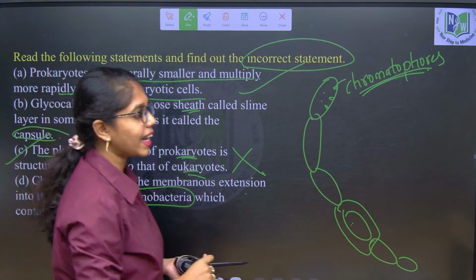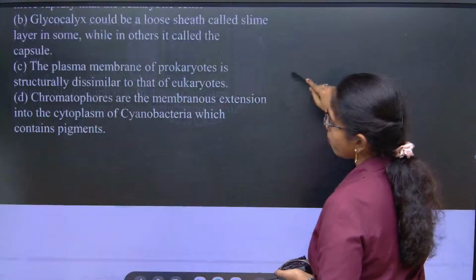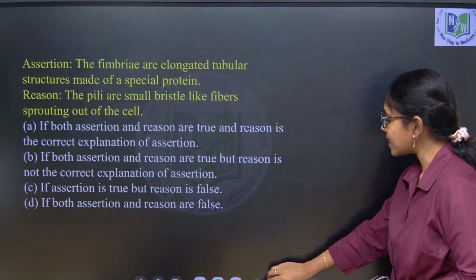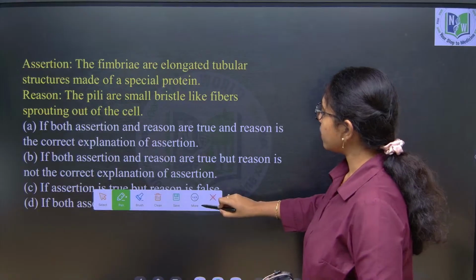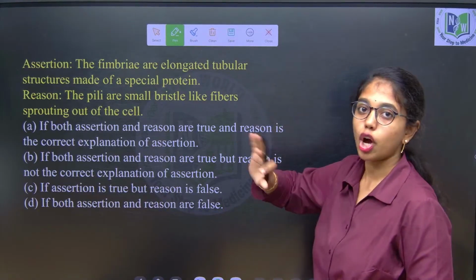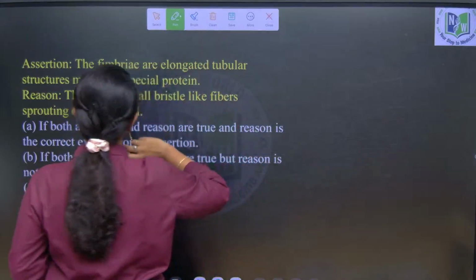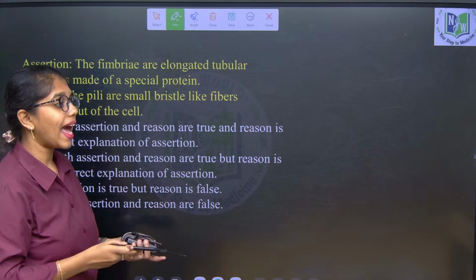Fine. And next, if you have to see, yes, here this question is about fimbriae and pili. These are non-motile structures on the surface of the prokaryotic cell, both fimbriae and pili. And here is the description. We have to analyze both assertion and reasoning.